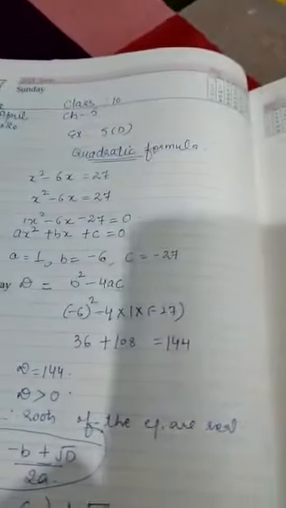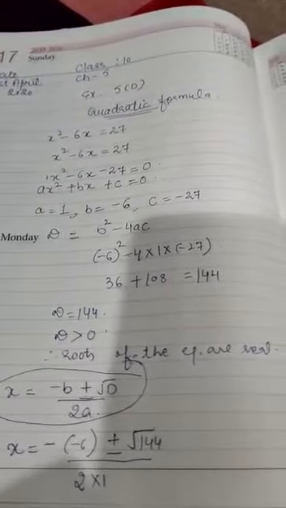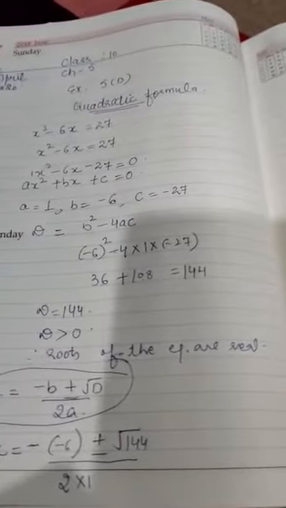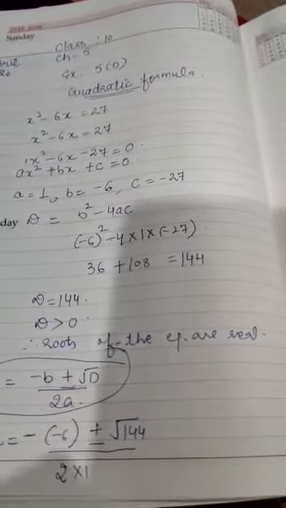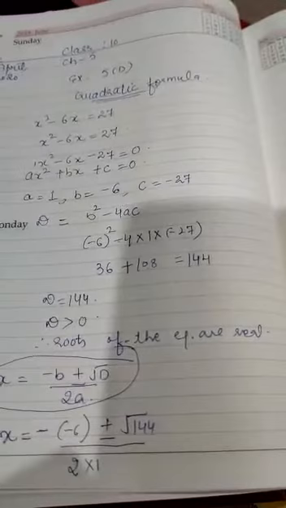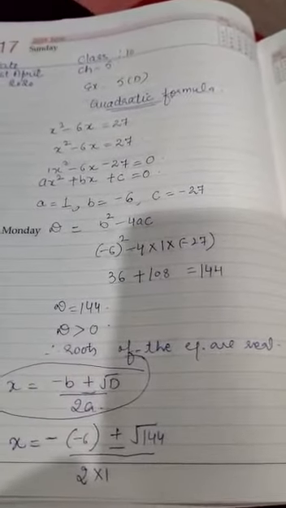Now you all have to solve this exercise of chapter number 5. If you have any doubt, I will send the solution in PDF form. So you all have to try to solve exercise 5D by using the quadratic formula. One more concept is there, that we have to find the roots of the equation up to 2 decimal places or up to 3 decimal places.